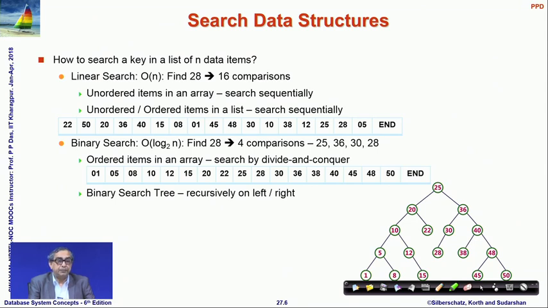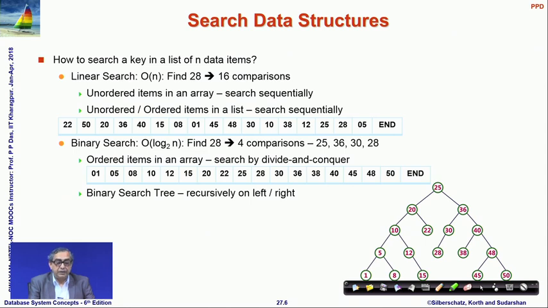28. There are 16 comparisons that I need to do, and we all know that we can do much better if we keep these items sorted in an increasing order or, say, decreasing order, here it is increasing order, and then we can do a binary search, divide and conquer, and I can find the same value 28 now in just 4 comparisons.